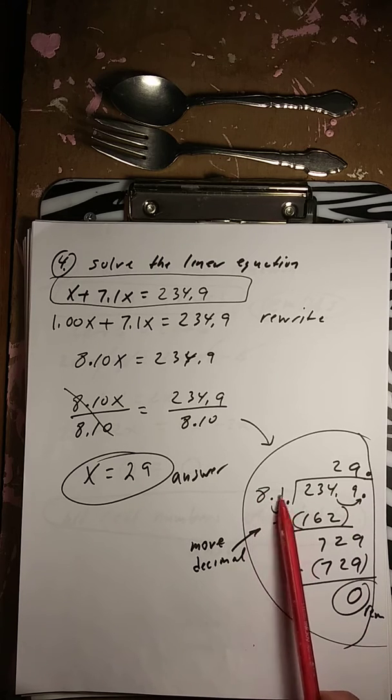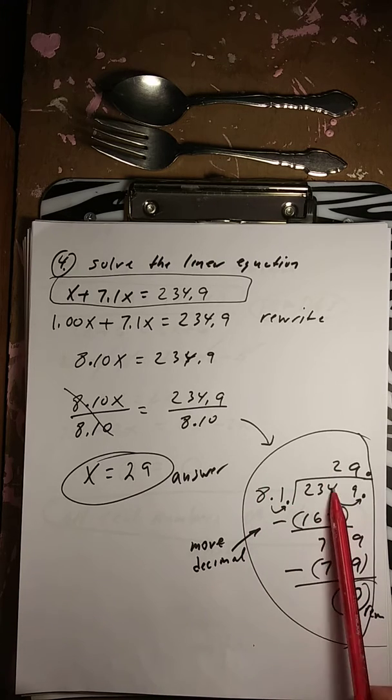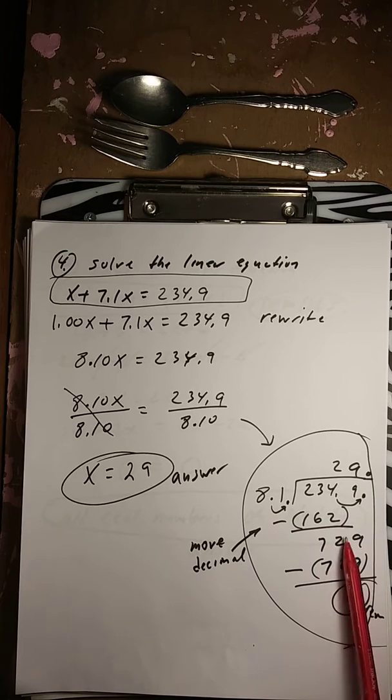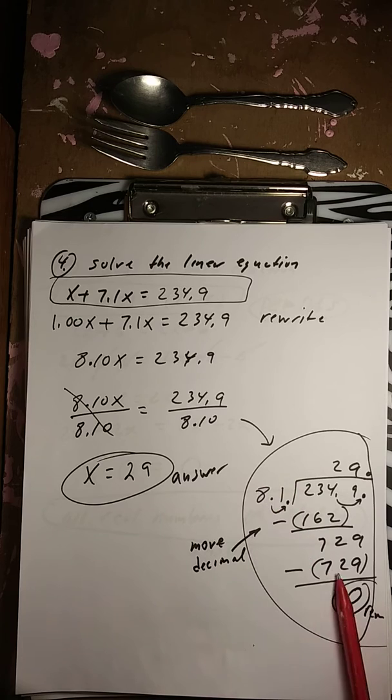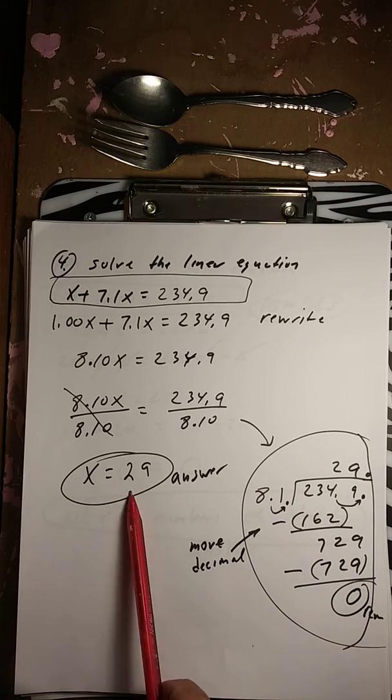So 8.1 divides this. 2 times that is 162. From this is 7, 2, and bring the 9 down. And then 9 times that is 9. 9 times 8, 729. So it's 0 remainder. So x is what? 29.